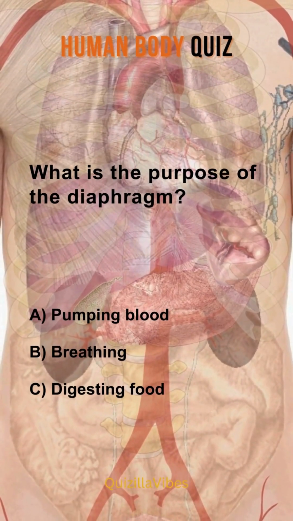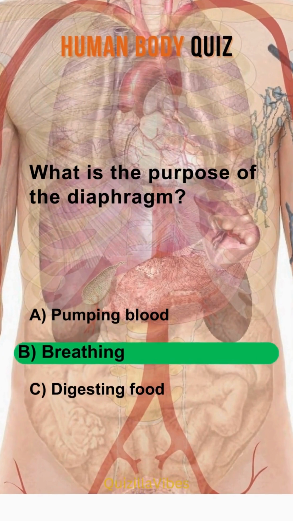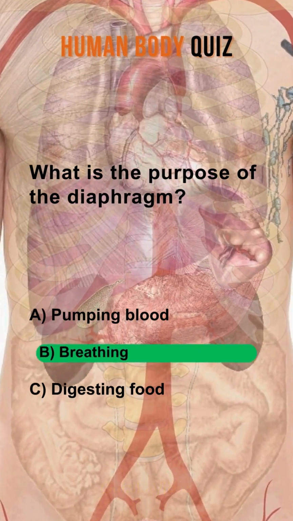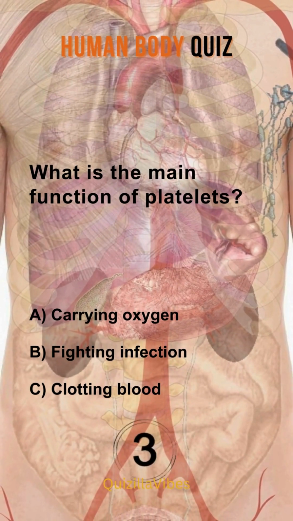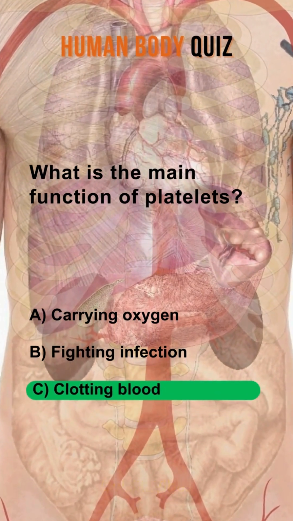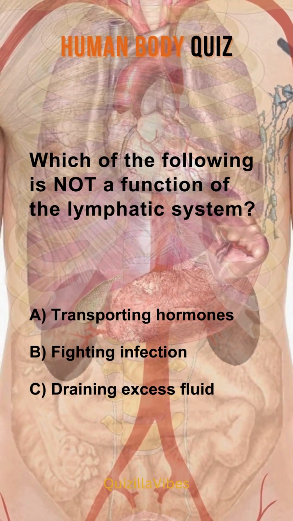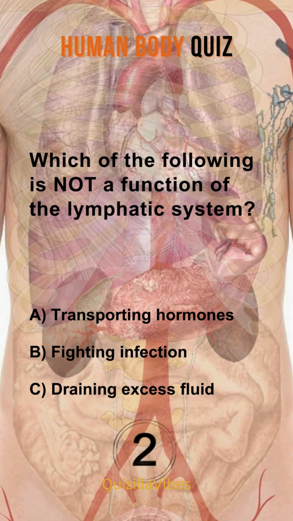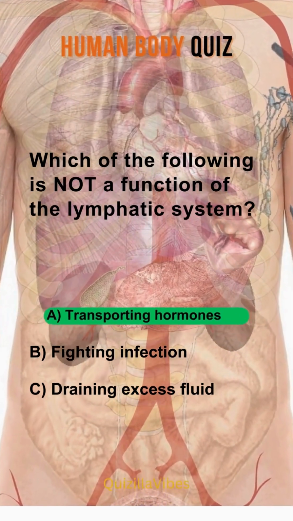What is the purpose of the diaphragm? Breathing. What is the main function of platelets? Clotting blood. Which of the following is not a function of the lymphatic system? Transporting hormones.